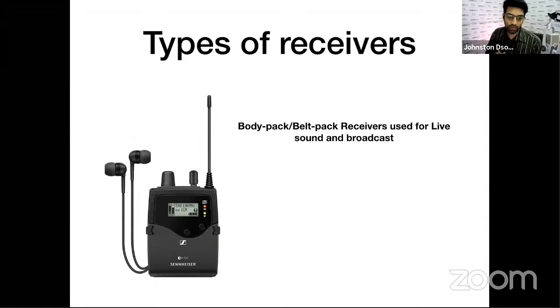Types of receivers. Now what is a receiver? It takes the RF signal and demodulates it back, takes the audio out of the RF and sends it to your headphones or to your console or whatever. Now this is an IEM receiver. It's called a body pack because it's usually with the artist, hooked onto the belt or clothing of the artist. You connect your earphones to it, and you can monitor whatever the console is sending you wirelessly. This is the body pack.